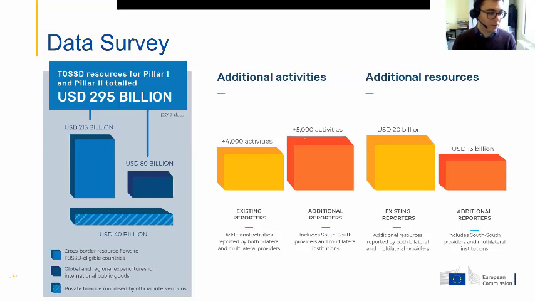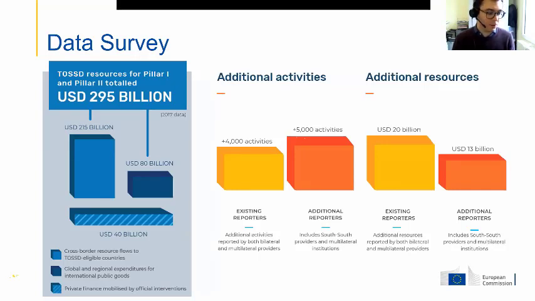But leaving aside these very preliminary figures, the great success of the data survey was actually that TOSSD was able to provide additional transparency on activities and resources. So some 9,000 activities found their way into the TOSSD data survey, which were not reported previously to the OECD DAC. So you have basically a portfolio of 9,000 activities for which we now have more transparency at activity level.